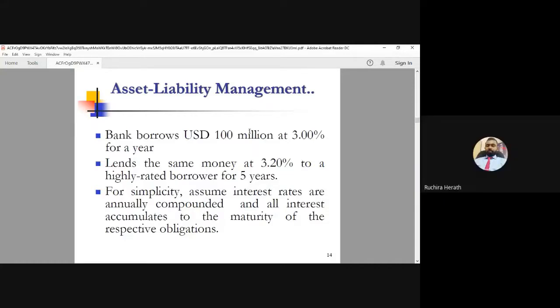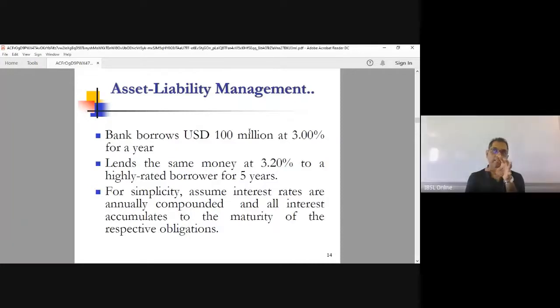That could be the difference between the borrower's bank. In this case, the bank borrows USD 100 million for a year, but it is lent for 5 years. That will depend on the next year's borrowing rate. Exactly. Very good. It could be an increase or decrease. So you see, it's a very simple thing, but these are the risks that the banks have to look at.